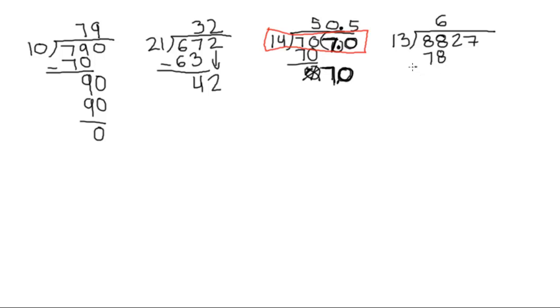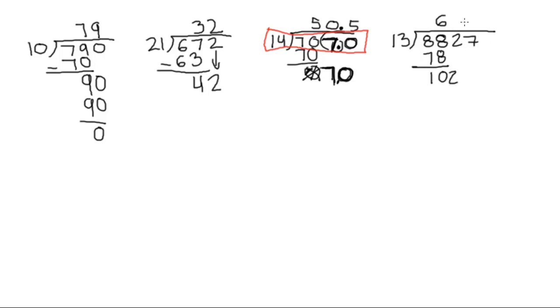So now we have something interesting that happens. We don't get a single digit down here. 88 minus 78 is 10. 13 won't go into 10 though. So now we've got to just continue. We have to drop this 2 down. And now we have to figure out how many times 13 goes into 102.